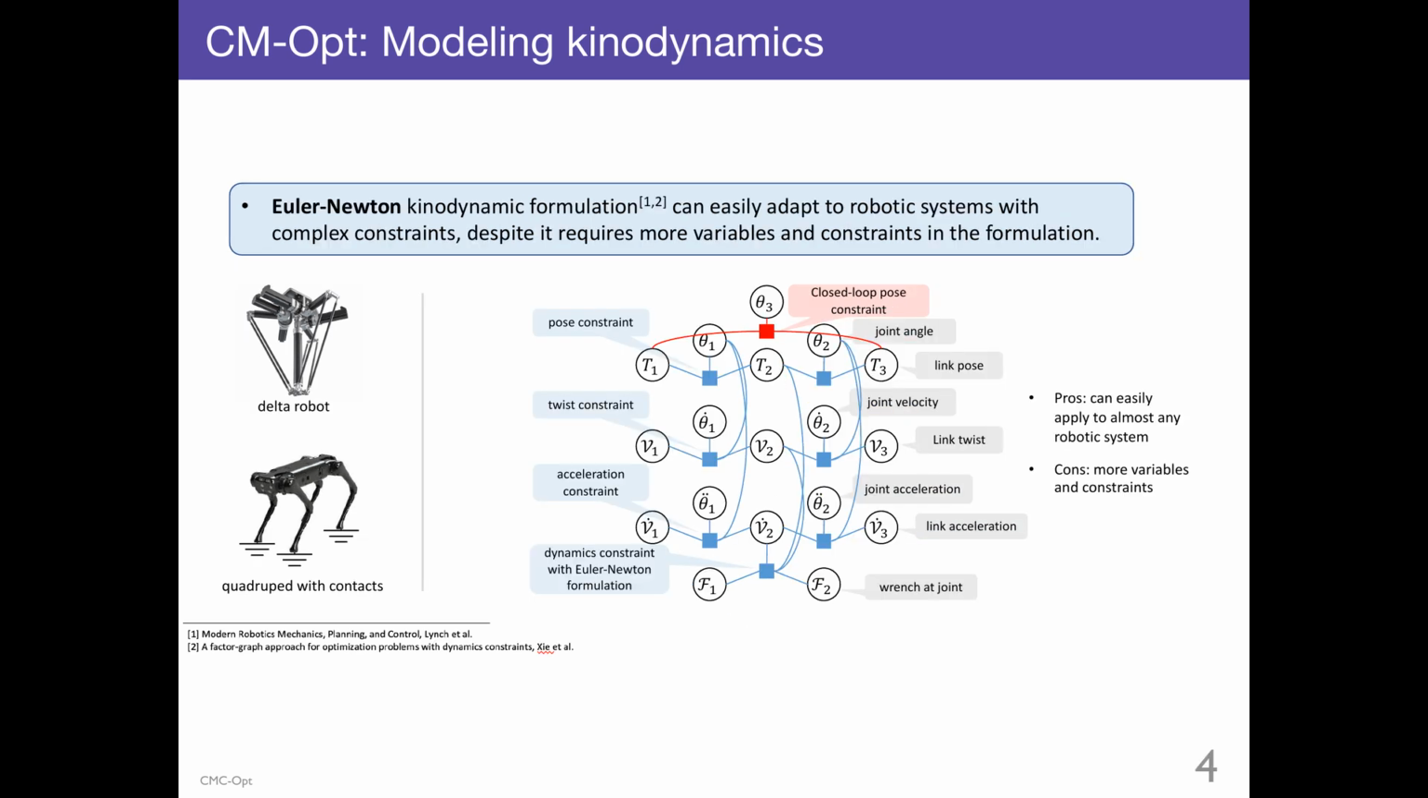Using factor graphs and using the formulation from Lynch and Park with modern manifold-based representations of the dynamics, you can create a factor graph-based representation of the dynamics and the kinematics of your robot system. And in these sort of total coordinates, it's quite easy to add arbitrary constraints. Okay, but you get a larger problem to solve. So our solution is to use manifold optimization.